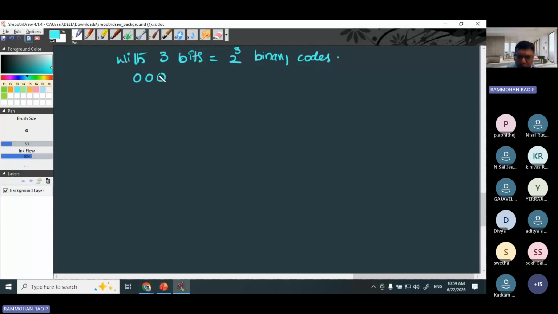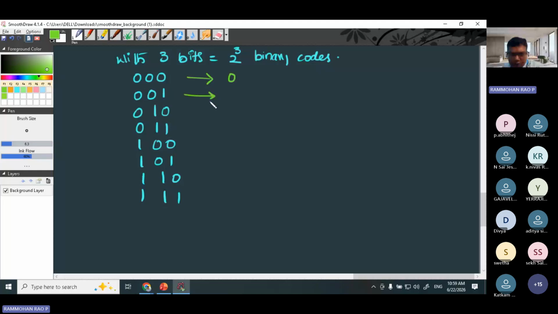000, 001, 010, 011, 100, 101, 110, 111. You will get 8 combinations. I wrote those 8 combinations here. Now the equivalent decimal code we will write. 000 means 0. 001, you can calculate it. Apply the 8421 code or multiplication method.